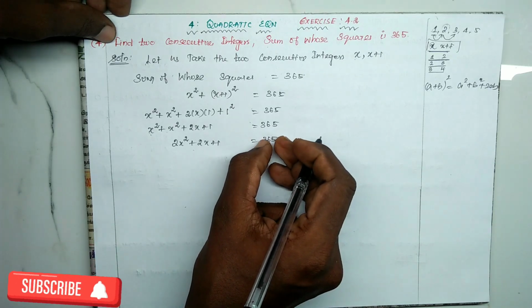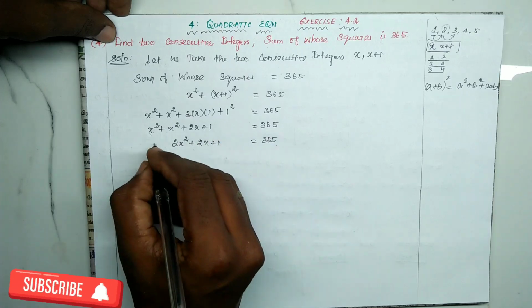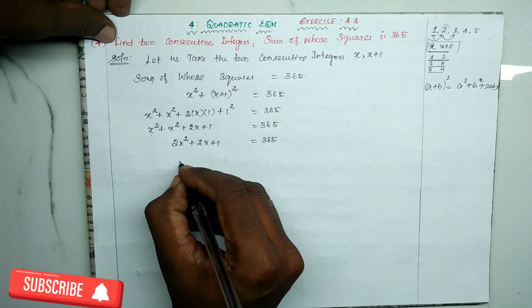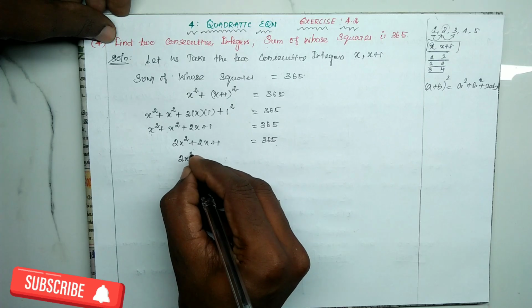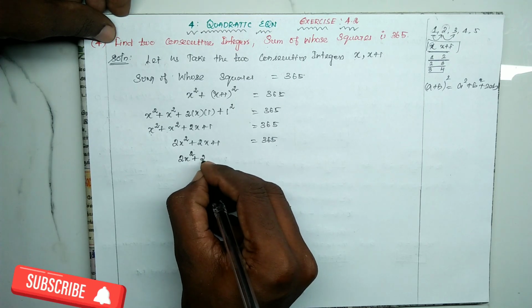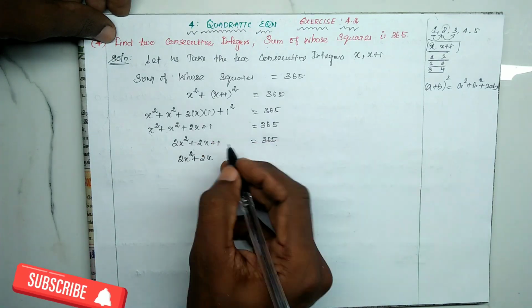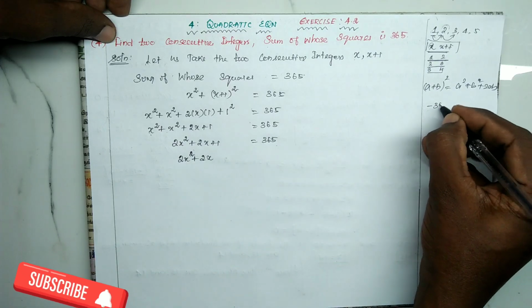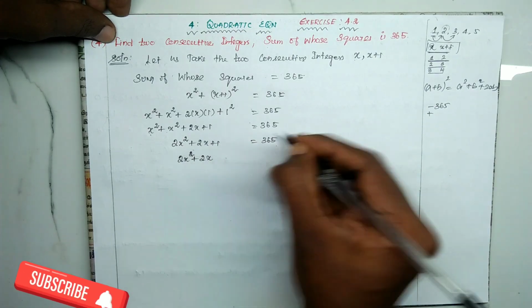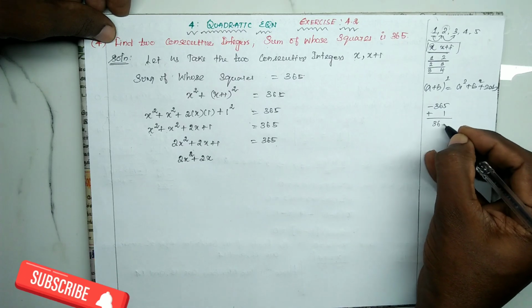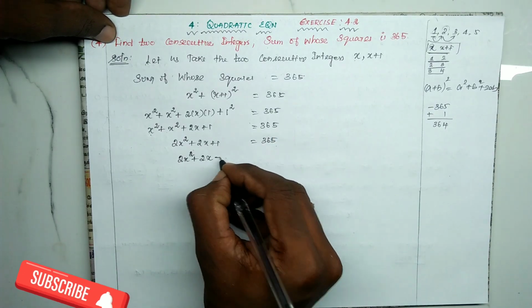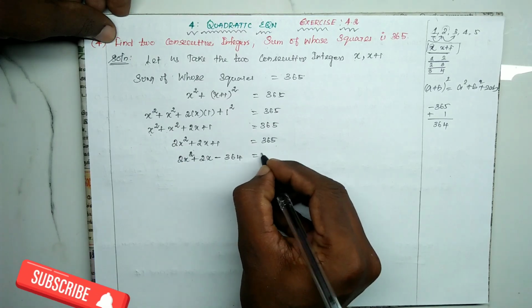Now we are taking this 365 to the left hand side to make it a proper quadratic equation. Then it will become 2x square plus 2x. This 365 will come to this side, meaning minus 365. Here already plus 1 is there, so we get minus 364, that is equal to 0.